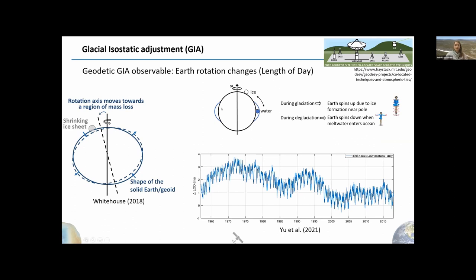Another parameter is the length of day. And again, because we redistribute water and ice masses, we get shorter and longer days. For example, when we have built an ice load during a glaciation along the poles, this is similar to when a figure skater gets the arms close to the body, it spins faster than when the arms are widened. And the opposite happens when we melt the ice sheet, we get the water towards the equator, we get a bulge around the equator, and it's similar to when the figure skater spins with the arms outside, and it's then slower than having the arms closer. And this can still be observed as a change in the length of the day.